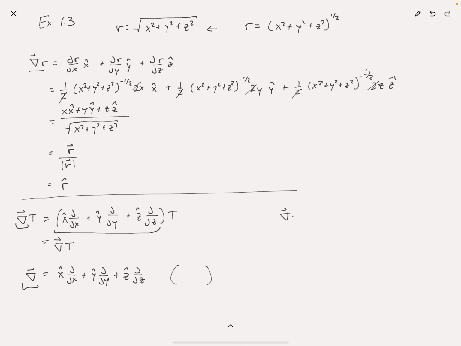I can take the dot product of my del operator and some vector, and I can take the cross product between my del operator and some vector. I'll go into more about these two on the next video.